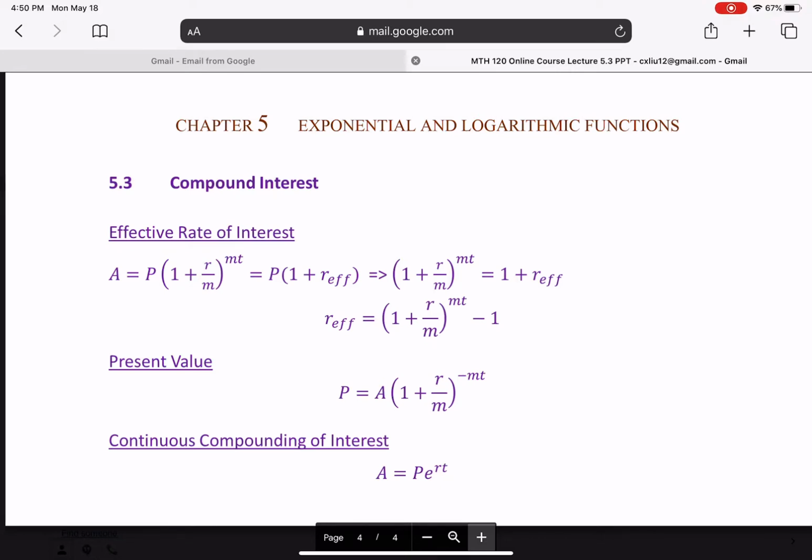And the last formula is called continuous compounding of interest. So if you compound the interest every moment, then the formula becomes A equals P times e to the RT. So this is the end of this section.